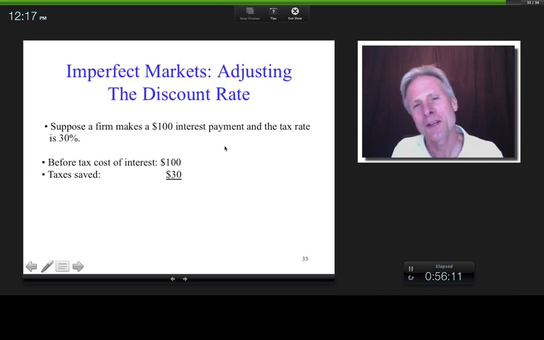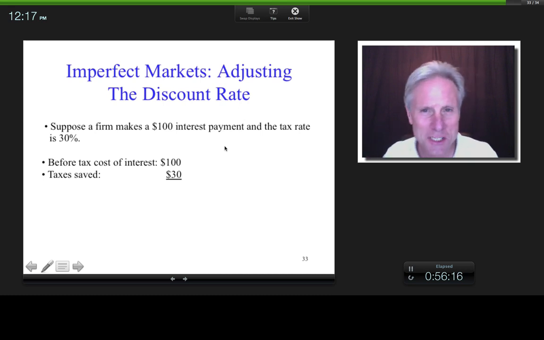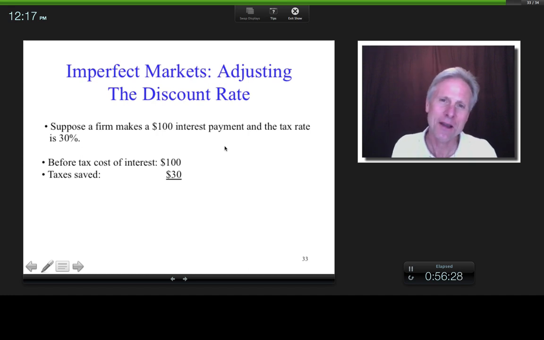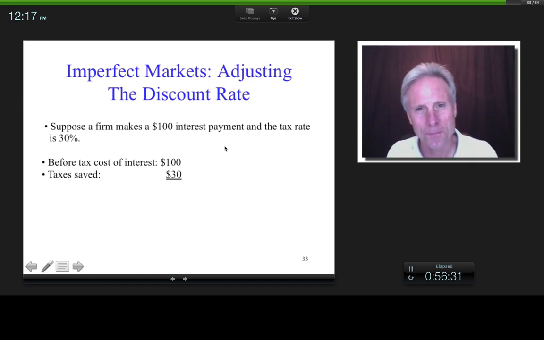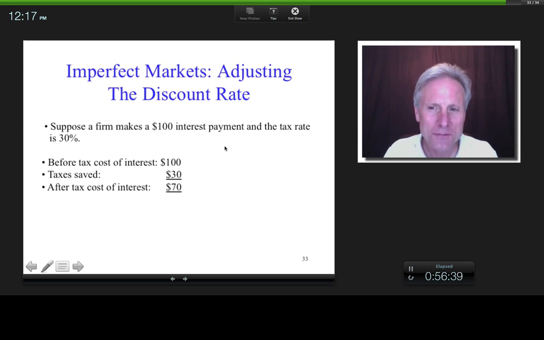Let me put it a different way. Suppose somehow a firm had $100 of additional taxable income and the tax rate was 30%. Well, how much extra would they pay in taxes? $30. But this is the other way around. This is $100 less of taxable income. So therefore they pay how much less in taxes? $30. And so therefore the after-tax cost of interest would be the 70.